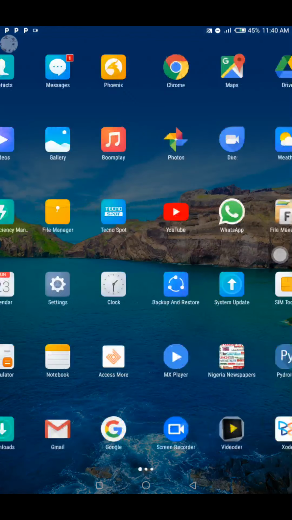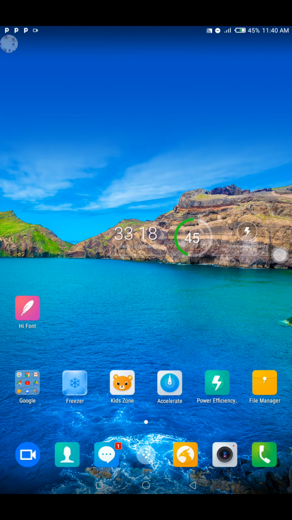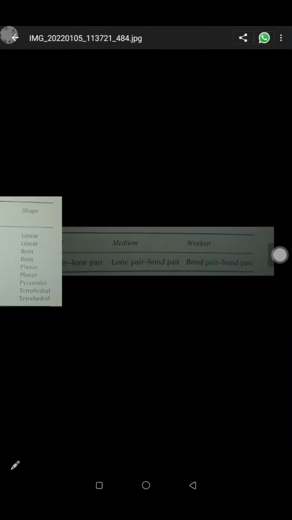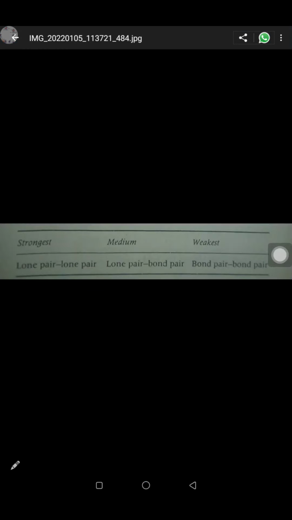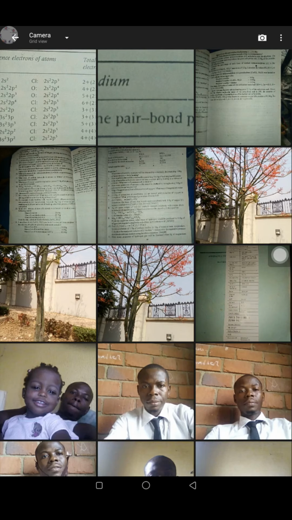Let's talk about shapes of molecules. The shape of molecules is based on one principle. Let me go through the principle briefly. It's actually called electron repulsion theory.